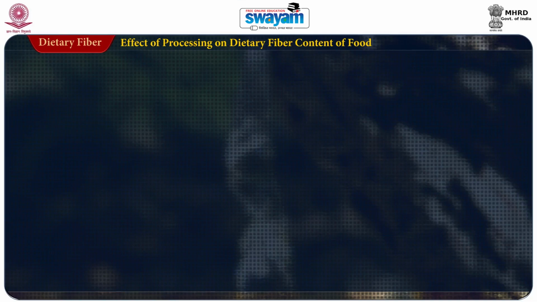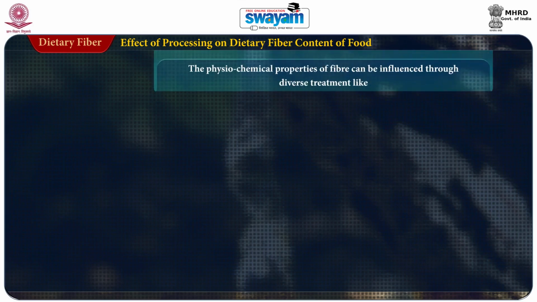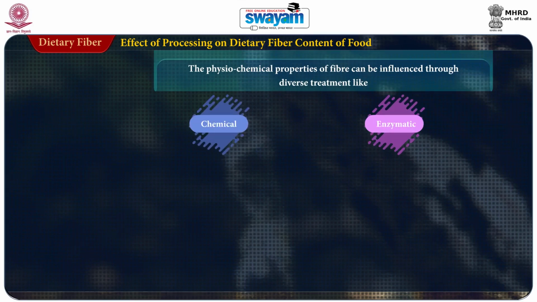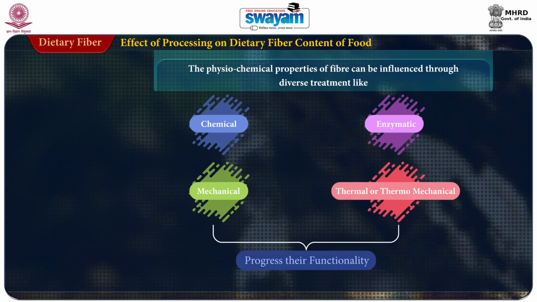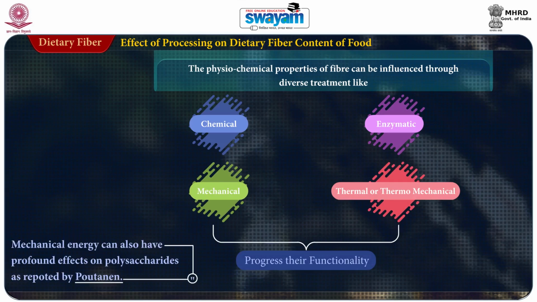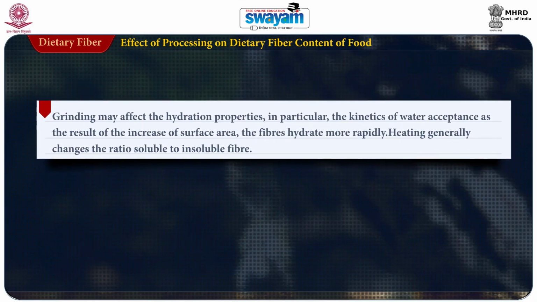Let us now understand the effect of processing on the dietary fiber content of food. The physicochemical properties of fiber can be influenced by diverse treatments like chemical, enzymatic, mechanical, thermal and thermomechanical processes. For example, mechanical energy has a profound effect on polysaccharides, as reported by Poutanen et al. in 1998. Grinding may affect the hydration properties, in particular the kinetics of water acceptance. As a result of the increase of surface area, fiber hydrates more rapidly.